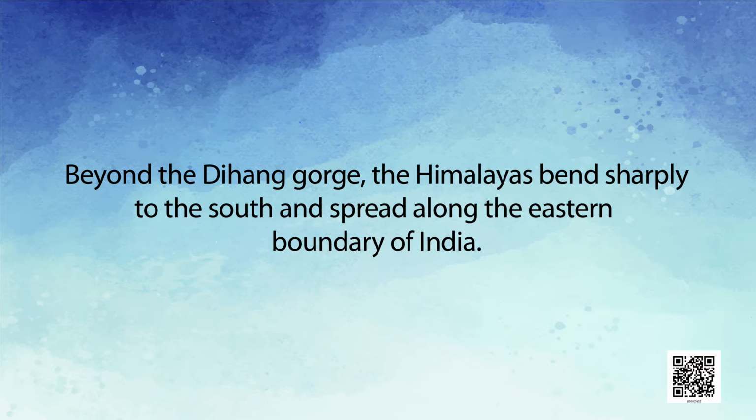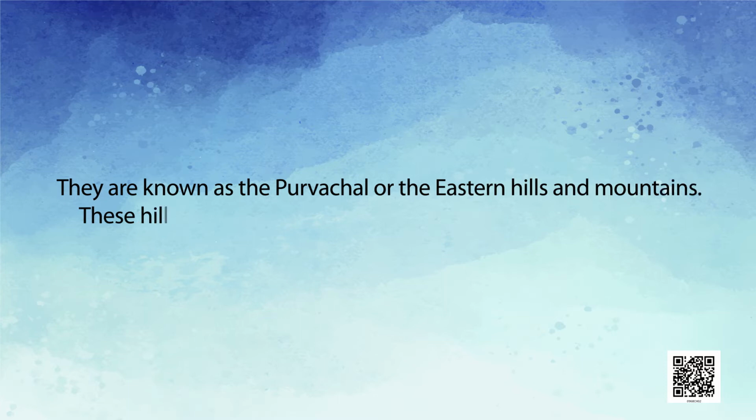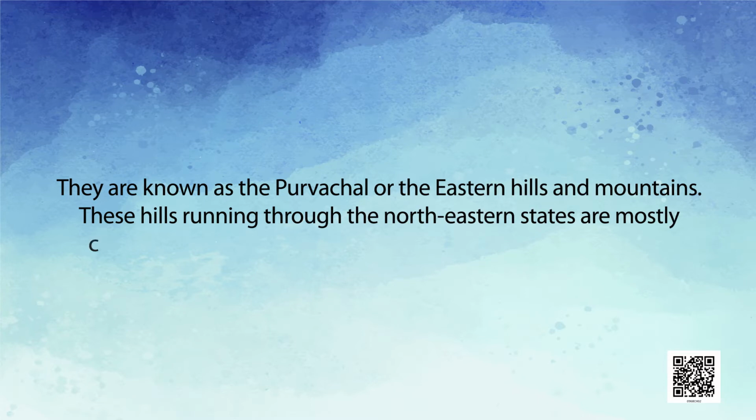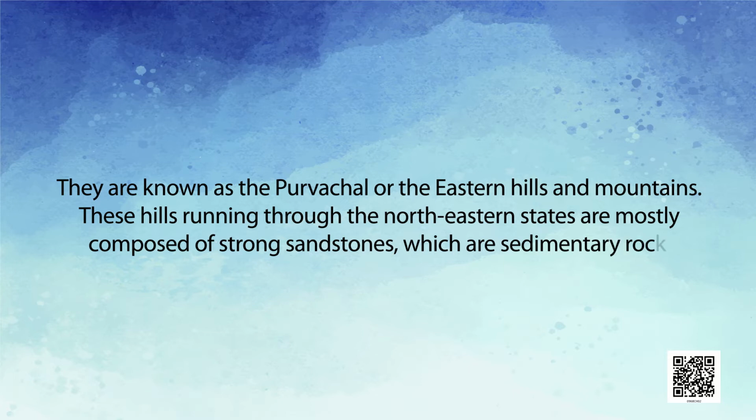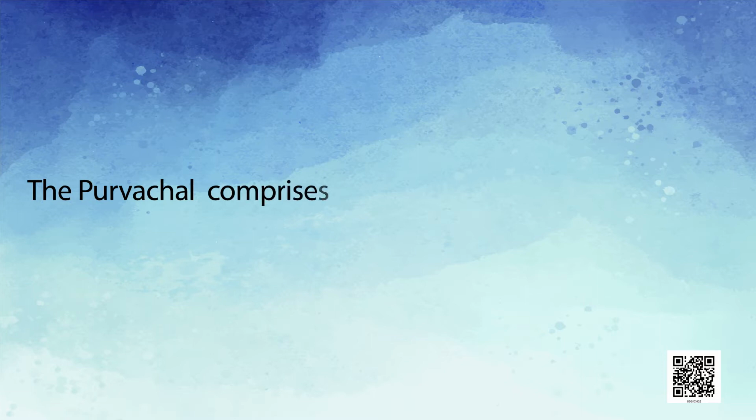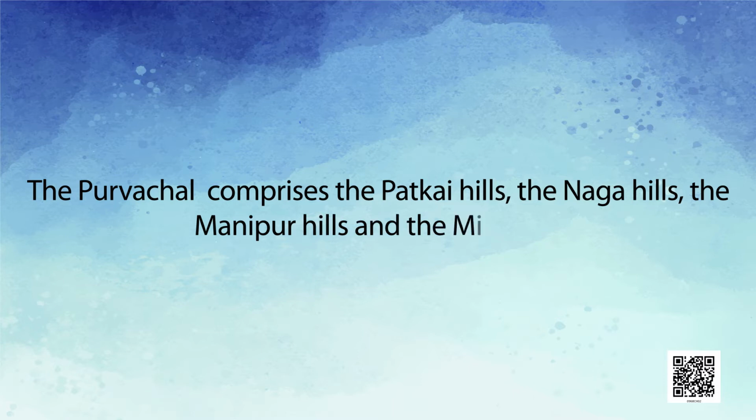Beyond the Dihang Gorge, the Himalayas bend sharply to the south and spread along the eastern boundary of India. They are also known as the Purvachal or the Eastern Hills and Mountains. These hills running through the northeastern states are mostly composed of strong sandstones, which are sedimentary rocks, and are covered with dense forests. The Purvanchal comprises the Patkai Hills, the Naga Hills, Manipur Hills and the Mizo Hills.